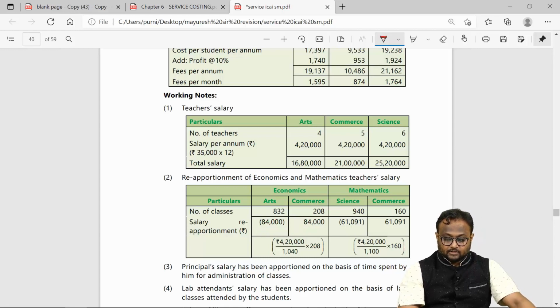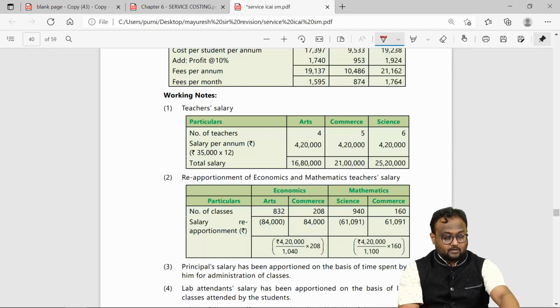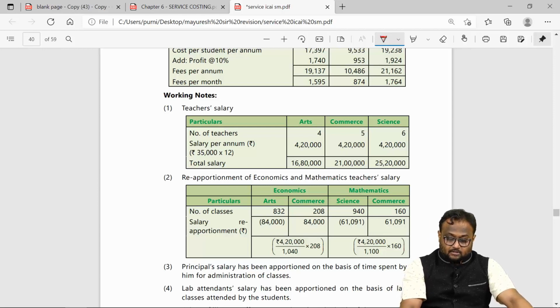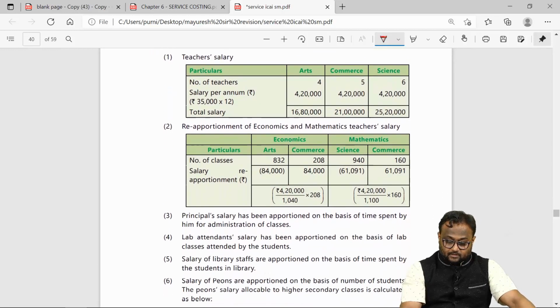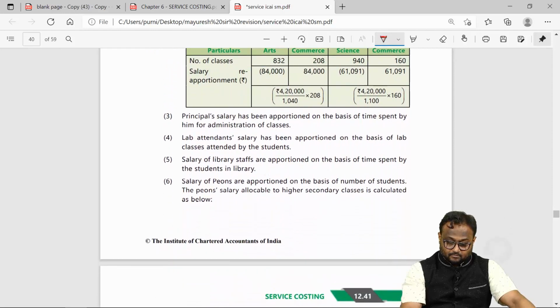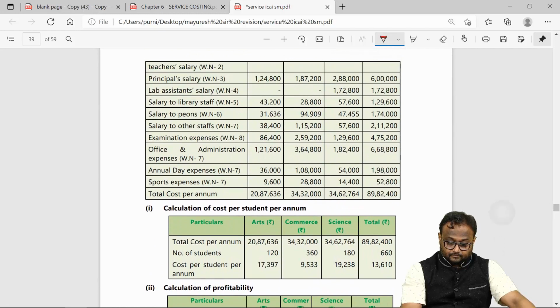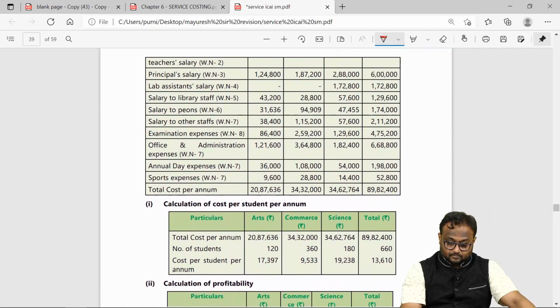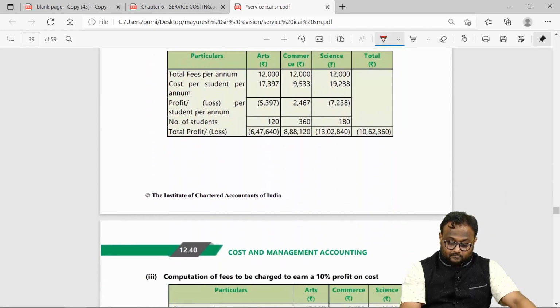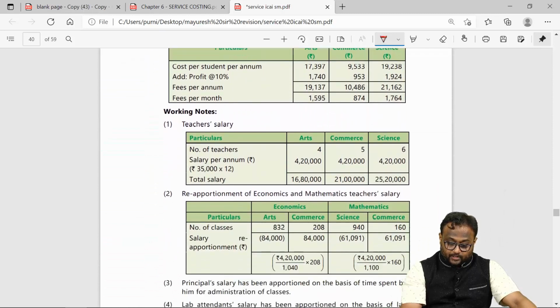It is added to commerce. Similarly, 4,20,000 is paid to the science teacher for 1,100 classes. 61,091 will be deducted from science and it will be added to commerce. So if you see the teacher's remuneration, it goes this way.